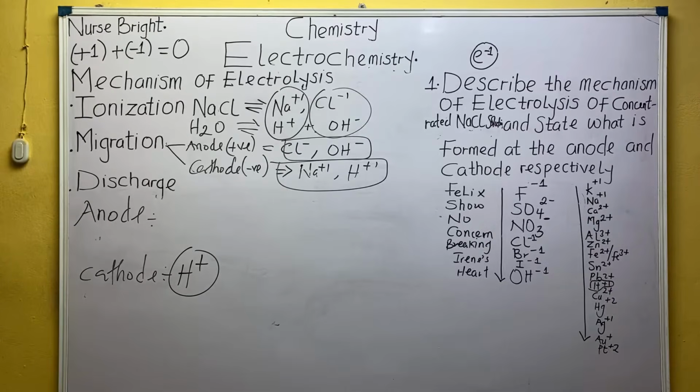Alright? Take note of what I just said. Chloride ion is more concentrated than OH minus ion.